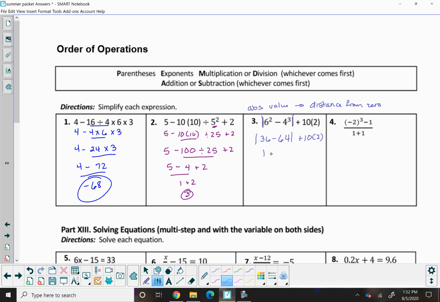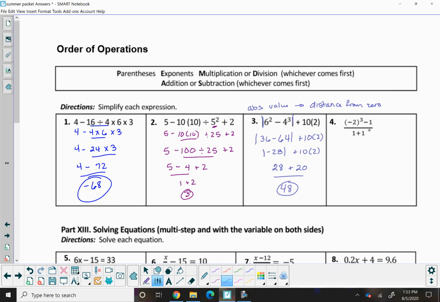Okay, so then I go ahead and subtract this. I get negative 28. So it's the absolute value of negative 28. Absolute value, distance away from 0 is 28, plus, I'm going to go ahead and multiply that, 20. Put those together, I get 48. Okay, the next one.